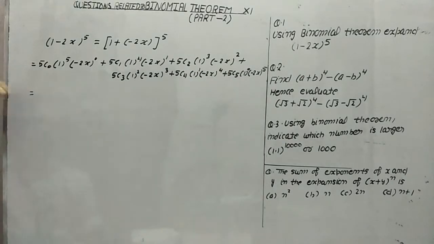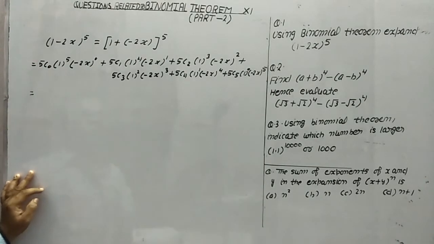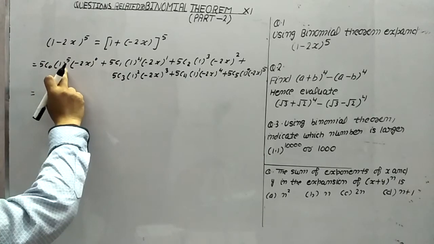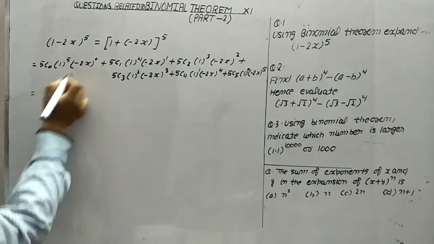Otherwise you can calculate on the basis of the rule, nCr is equal to factorial n upon factorial r into factorial n minus r. So I am writing here directly. One more thing in this question, because x is 1, 1 raised to any power always gives 1.